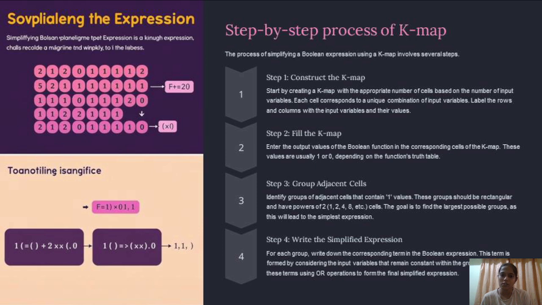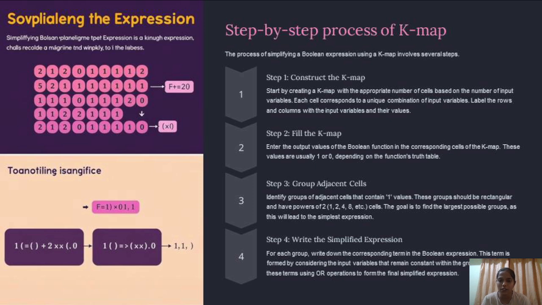This is the second step. Fill the K-map. Enter the output values of the Boolean function in the corresponding cells of the K-map. These values are usually 1 or 0 depending upon the function's truth table. And the third step is group adjacent cells. Identify groups of adjacent cells that contain the value 1. These groups should be rectangular and have a power of 2 number of cells, that is 1, 2, 4, 8, etc. The goal is to find the largest possible groups as this will lead to the simplest expression.